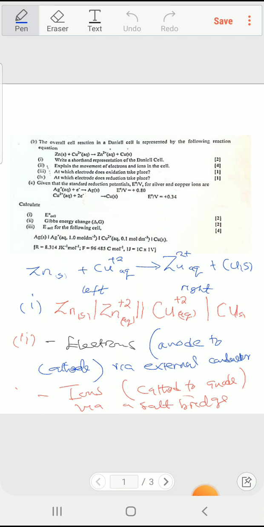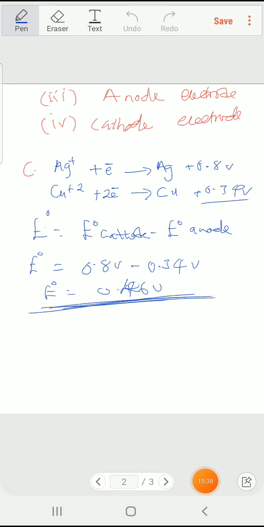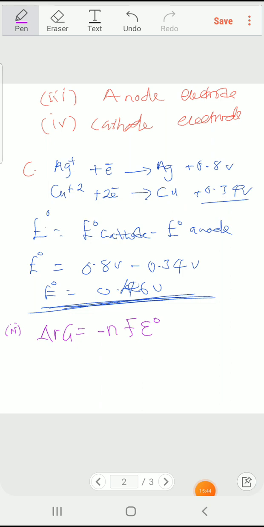Gibbs energy. How can we calculate the Gibbs energy? Let's write the formula. The formula for Gibbs free energy is the negative number of moles times the Faraday's constant times the standard E cell, the one that we have just calculated. The number of moles is the one when you balance the equation. This is not balanced. To balance it, we need to multiply the other side by 2, so that we have 2 electrons on both sides and the cell balances.